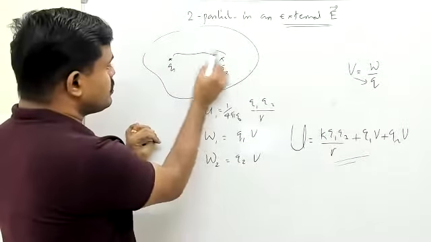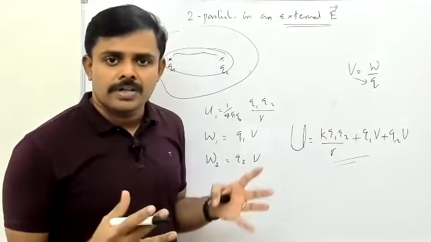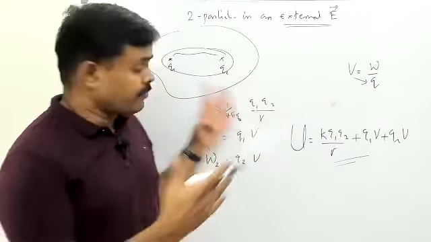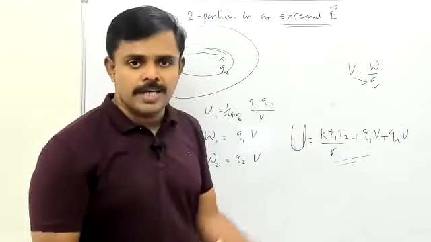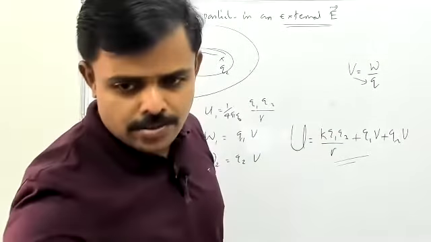Then there is potential energy between these two. That is 1 by 4 pi epsilon 0 Q1 Q2 by R. So what is the total work done then? Q1V for Q1, Q2V for Q2, and for them together it is KQ1 Q2 by R. Total energy is KQ1 Q2 by R plus Q1V plus Q2V. Did you understand?